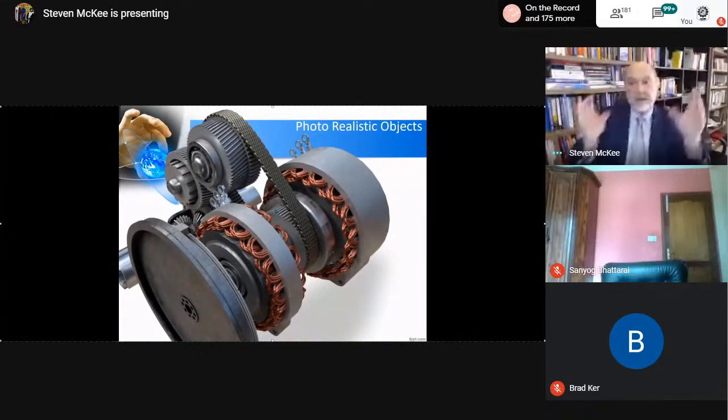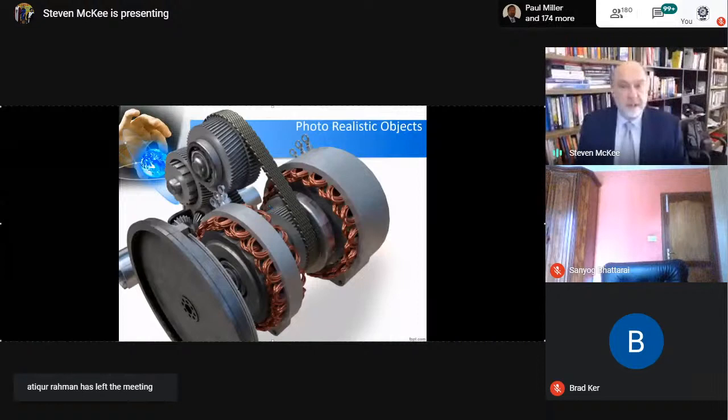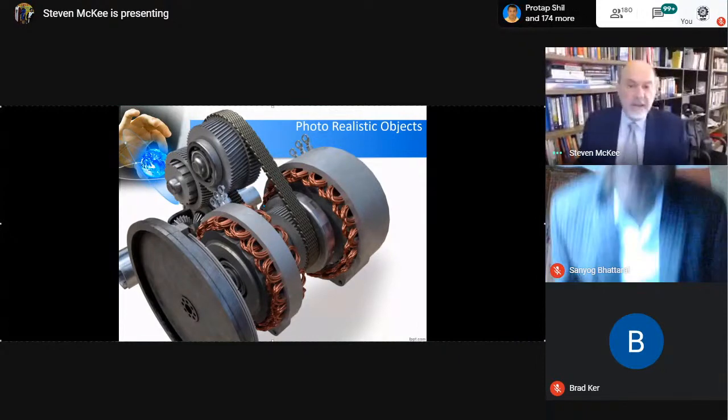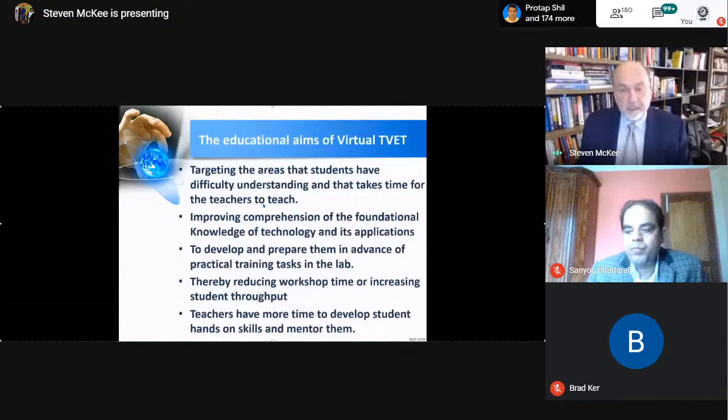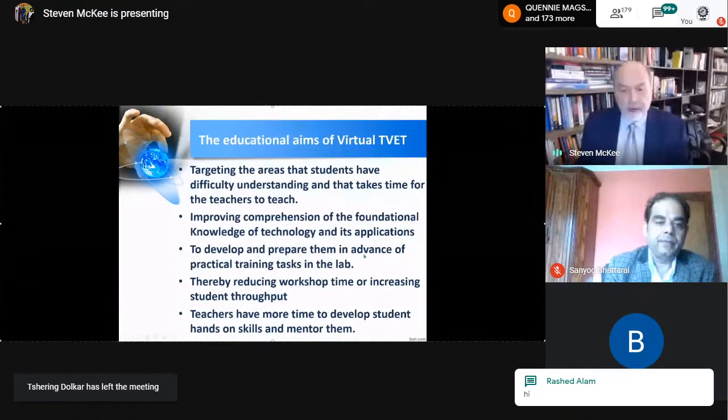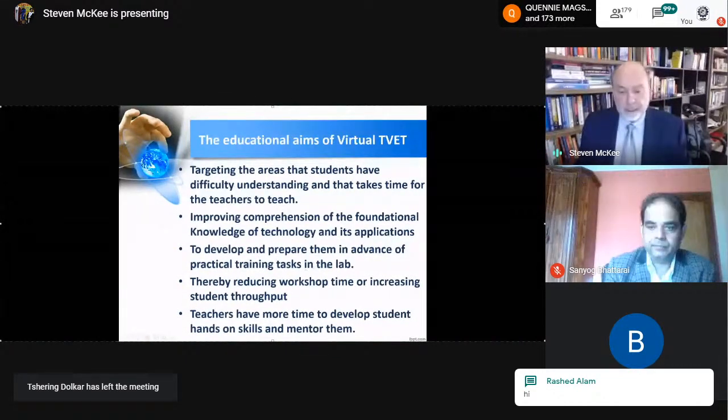They jump around. They don't know what they're doing. There's no system to it. And they're just hoping that they're going to chance on the problem. They really don't understand the dynamics of the system. But if you do understand the dynamic system, you can get to the point much quicker and actually make sustainable repairs to objects. We also developed this to prepare them in advance of practical training tasks in the lab.